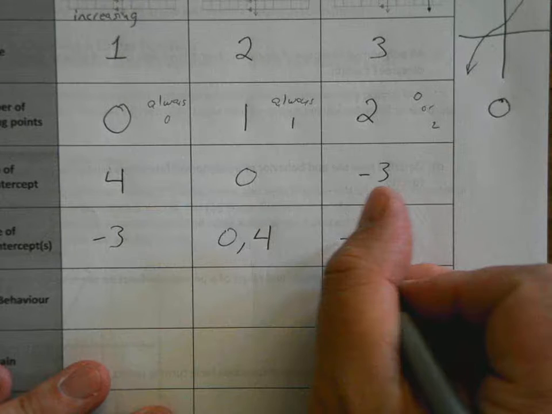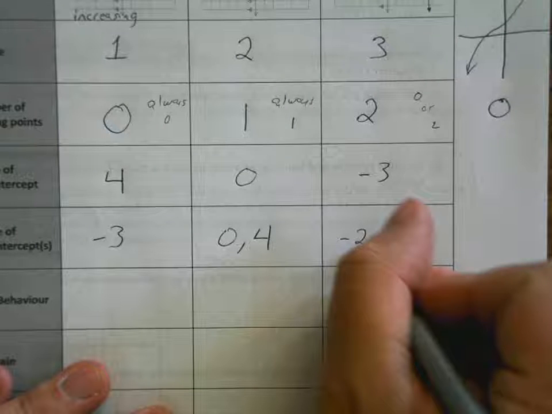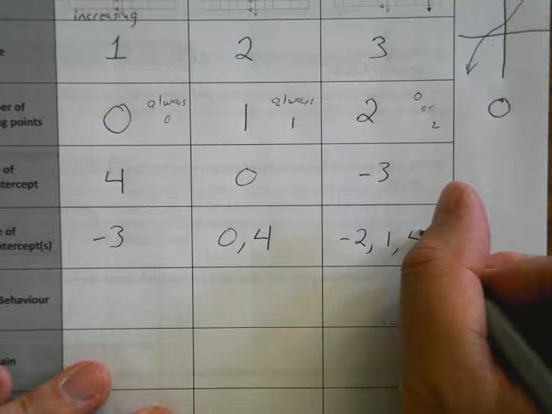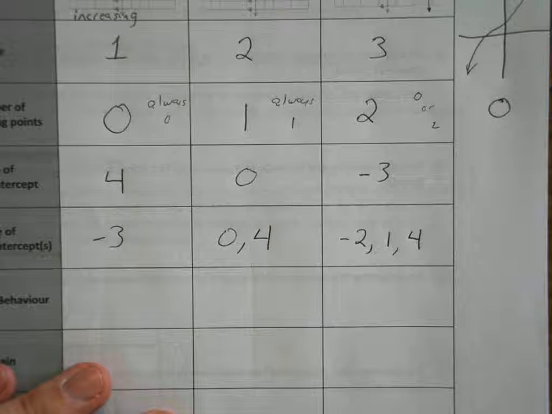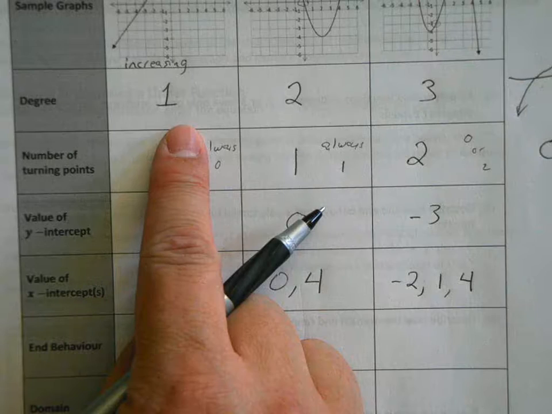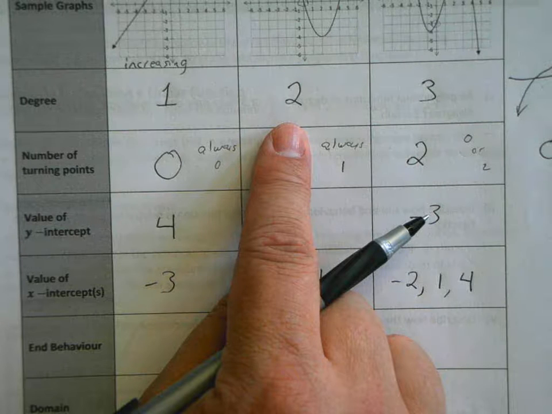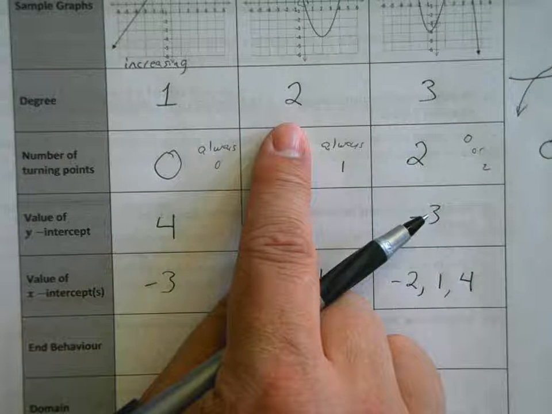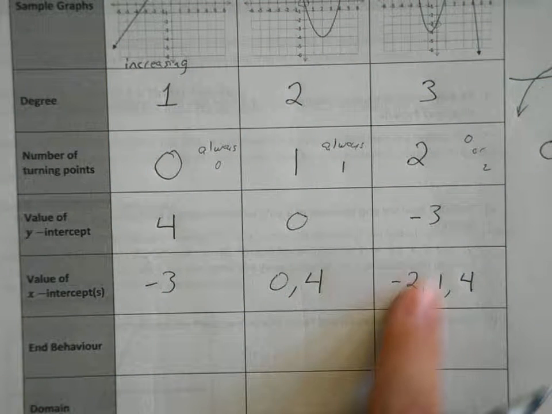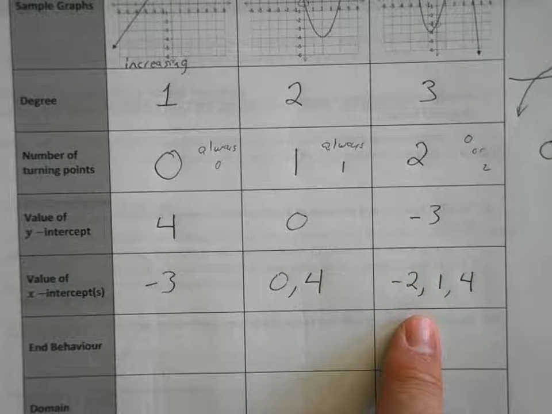Okay. How about that cubic? Is it crossing the x-axis? 3 times. So, -2, 1, and 4. Okay. What was the degree of the linear? 1. How many x-intercepts did it have? 1. What was the degree of the quadratic? How many x-intercepts did it have? And what was the degree of the cubic? Okay. There's a rule hiding in there, but you have to be careful.